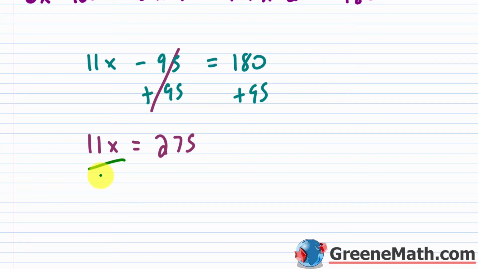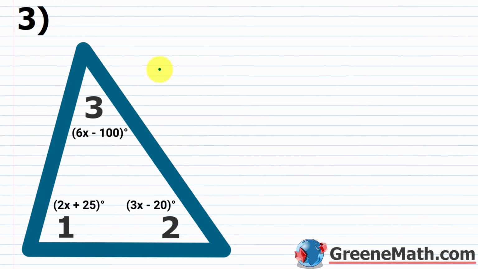And what I'll do now is divide both sides of the equation by 11. This will cancel. We get x is equal to 275 divided by 11. That's going to be 25. All right, so let's come back here. I'm just going to write that x is 25. This is not your answer. You do need to plug in.